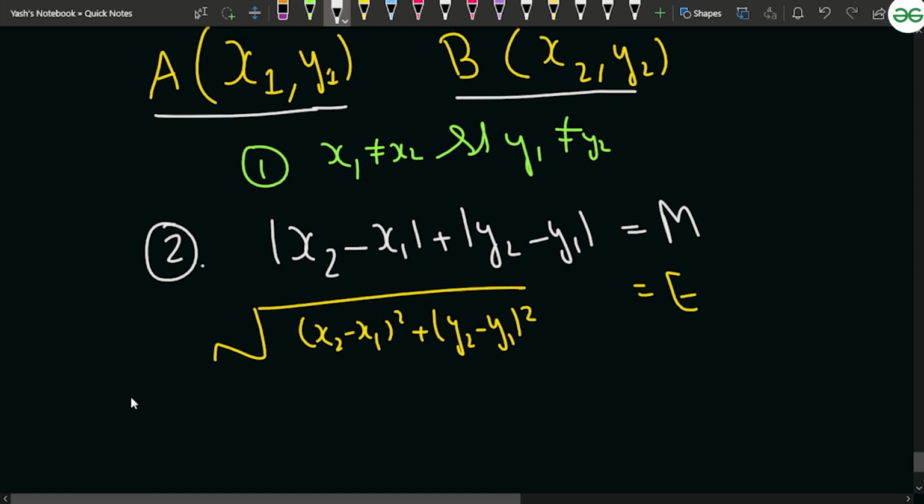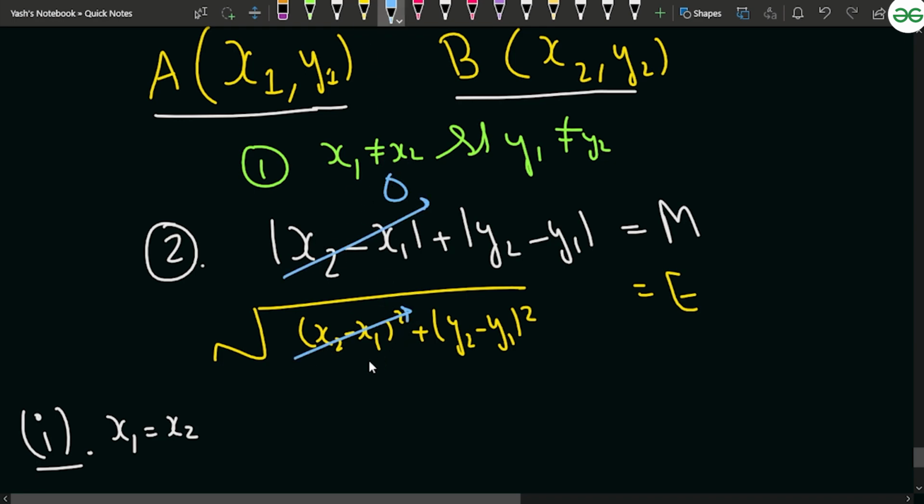Let's denote this as 1. The first condition is that x1 is equal to x2. If x1 becomes x2, then this part of the equation becomes 0, and similarly this part also becomes 0. The Manhattan distance is nothing but mod of y2 minus y1, and this part is nothing but the square root of (y2 minus y1) whole square, which also comes out as mod of y2 minus y1. So these two would become equal.